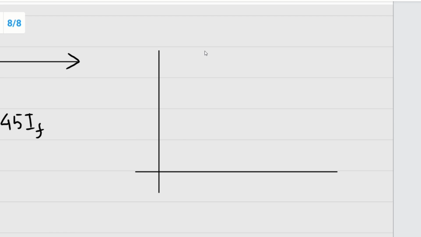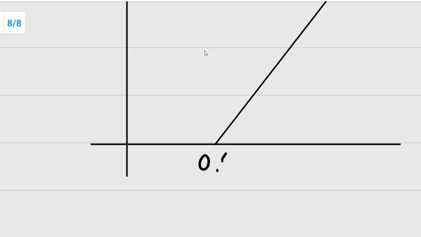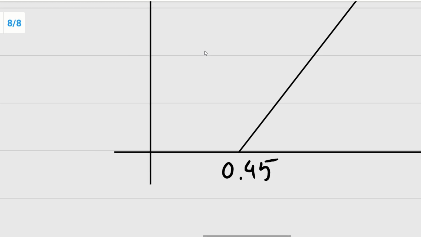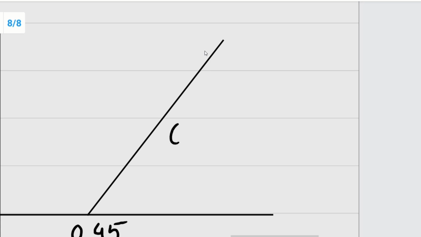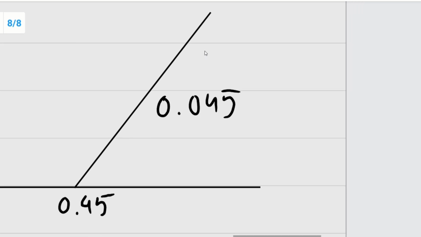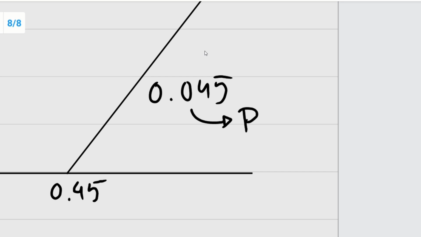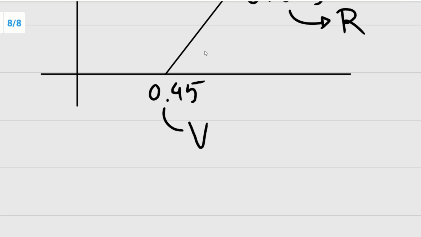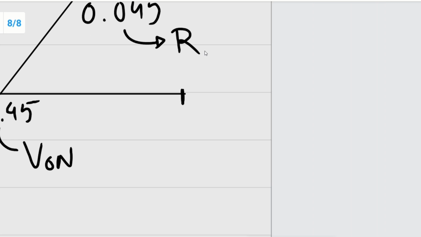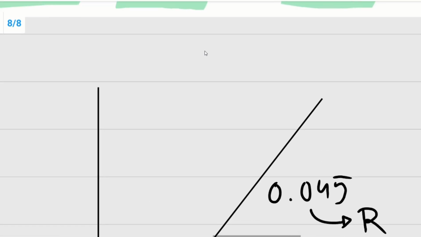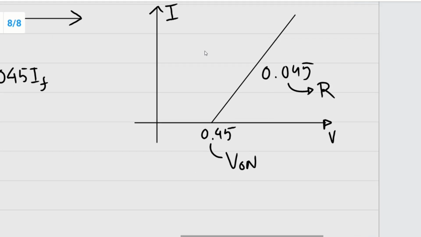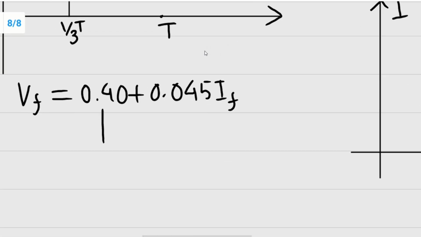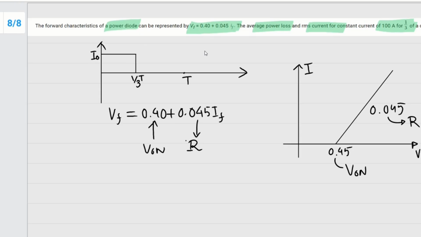If we plot this curve, we'll get a curve like this. This straight line has a slope of 0.045. It is nothing but the resistance. This is the resistance, and this is P1.